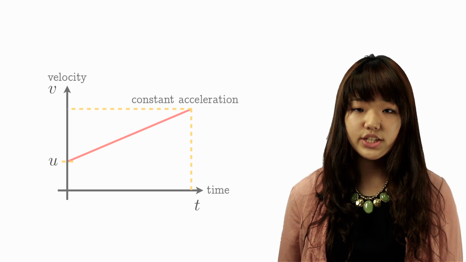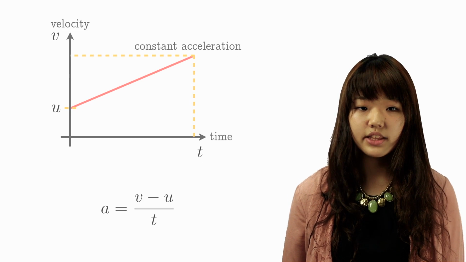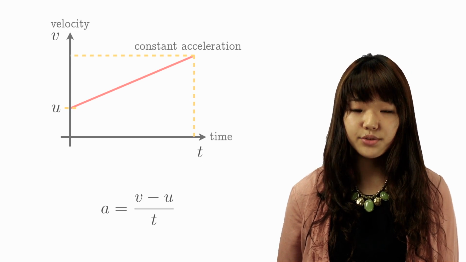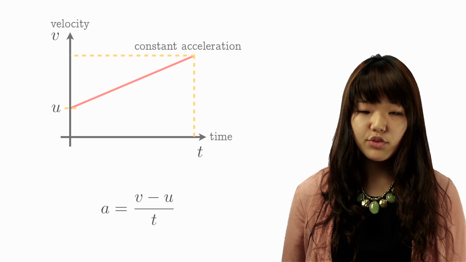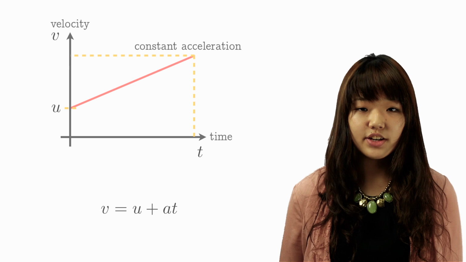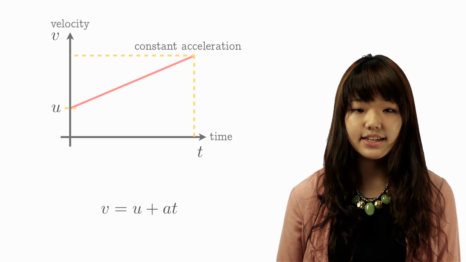So the gradient, which is the acceleration, can be calculated by the change in v, which is v minus u, over the change in t, which is simply t. And if we manipulate this equation, we will derive our first equation, which is v equals u plus at.